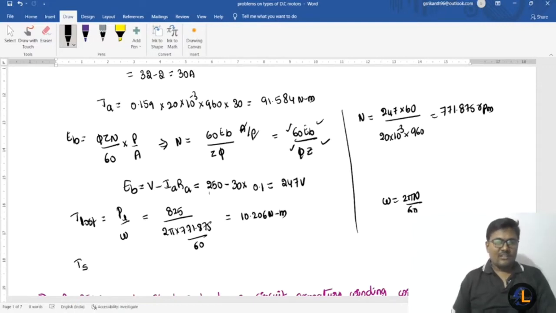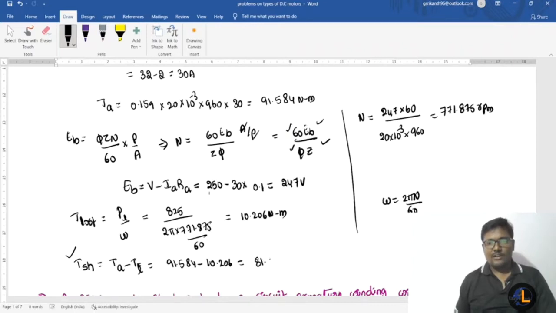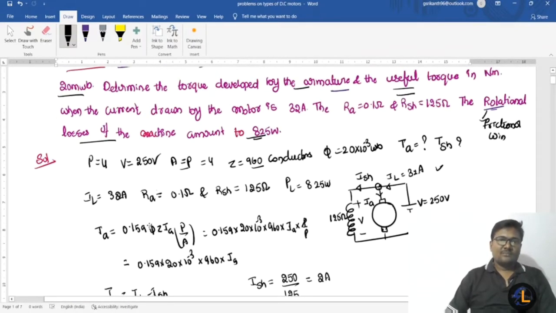How can you get the shaft torque or useful torque? From the armature torque, if you subtract the lost torque, then I get the shaft torque. So TA is 91.584 minus 10.206, that should be equal to 81.378 Newton meter.